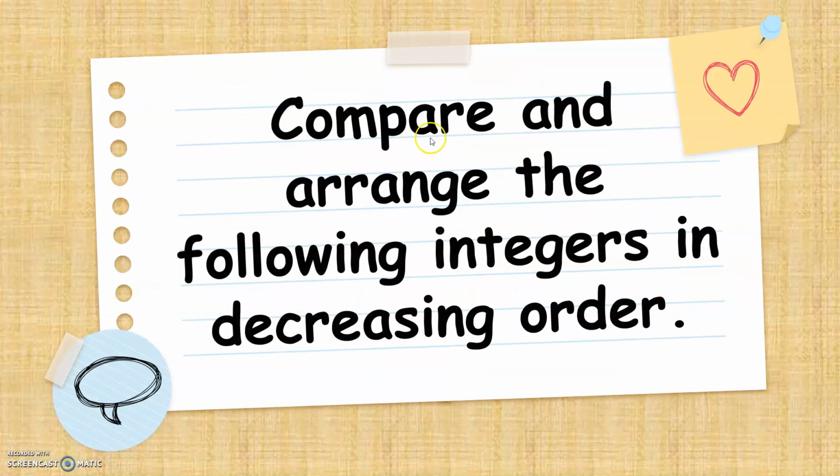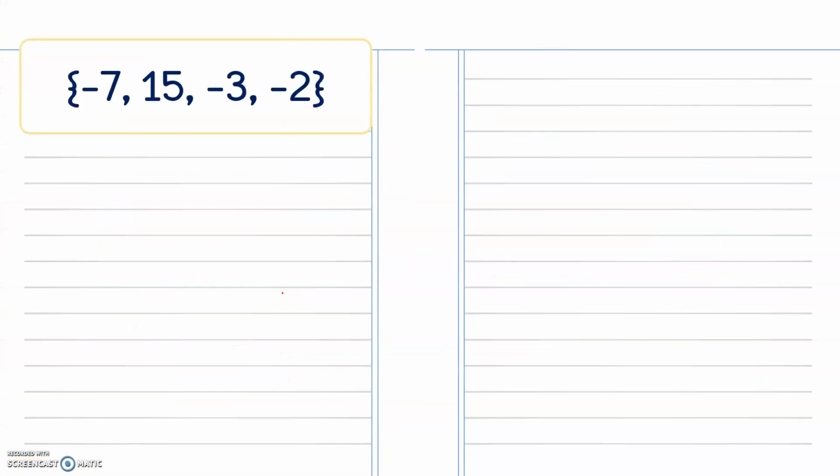Last examples, let us compare and arrange the following integers in decreasing order. So this time, we'll focus first on the positive integers because we will be arranging the integers in decreasing order. First, we have negative 7, 15, negative 3, and negative 2. We only have one positive integer here, which is 15. So we'll write 15 first, followed by negative 2, which is closer to 0, so that is greater than the other negative integers, followed by negative 3 and negative 7.